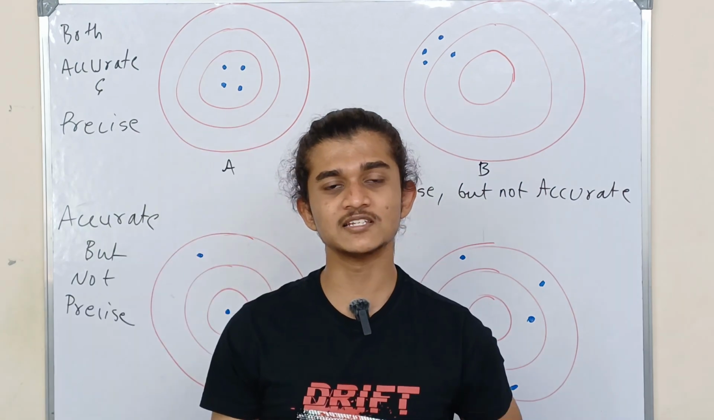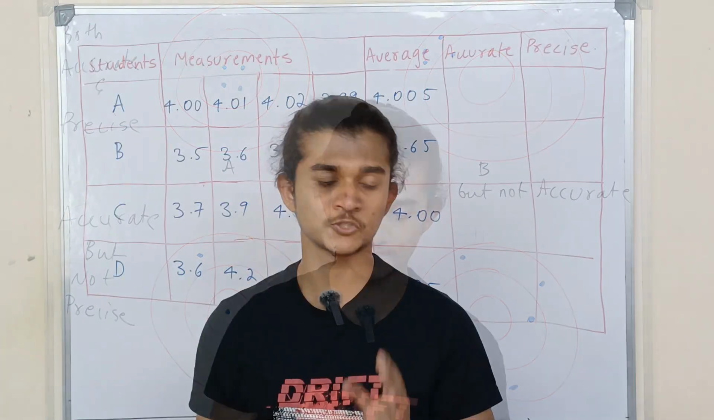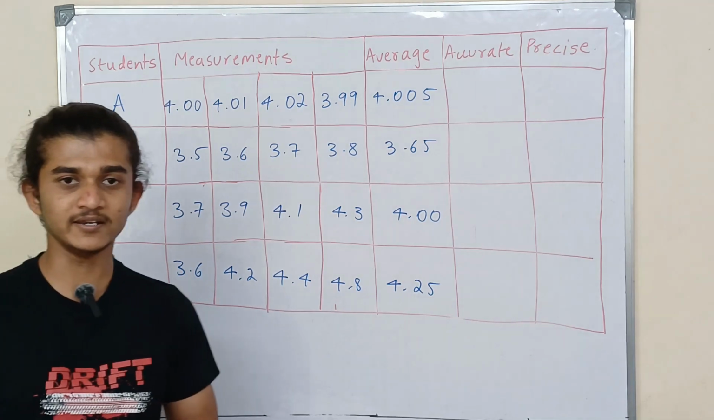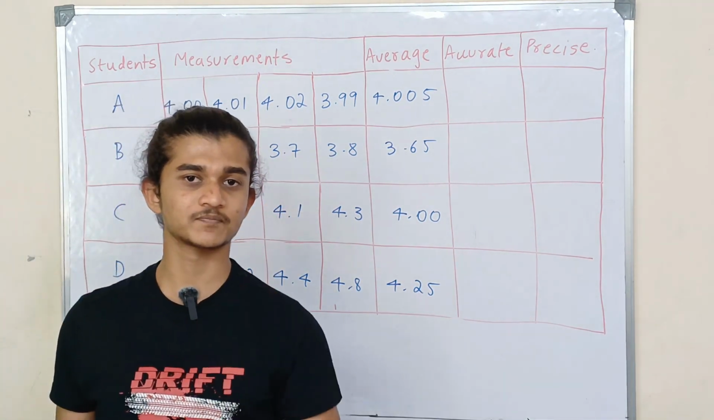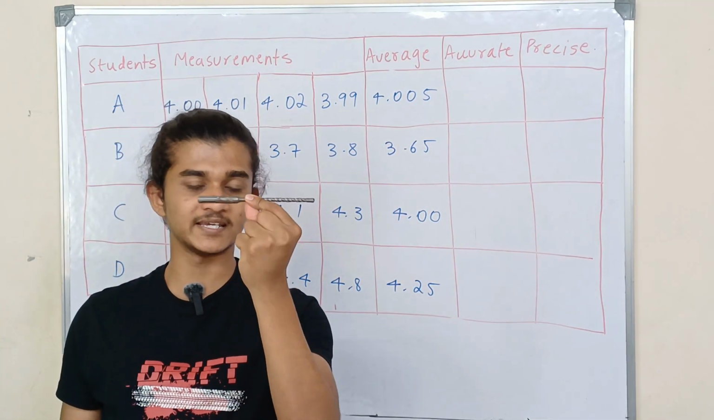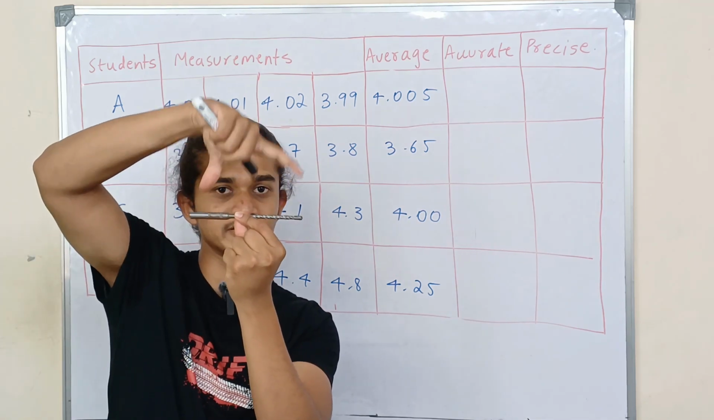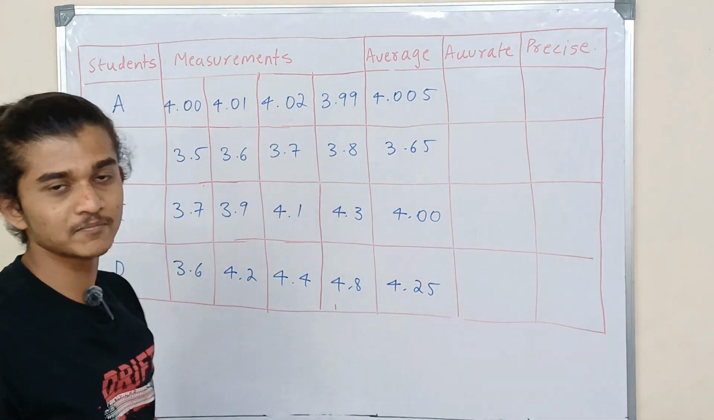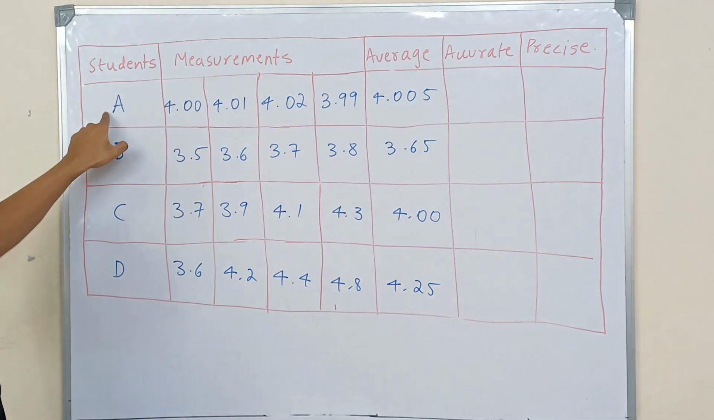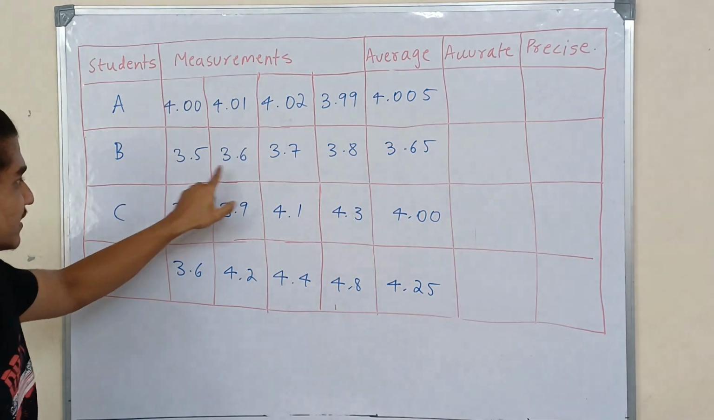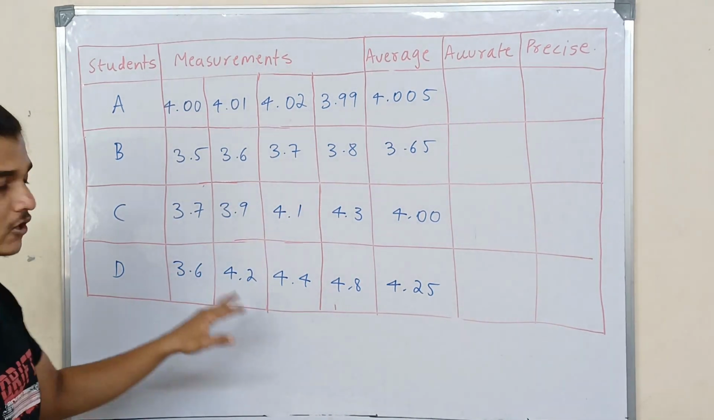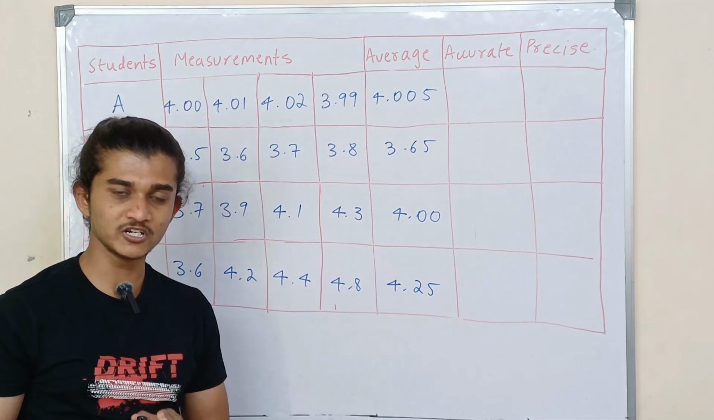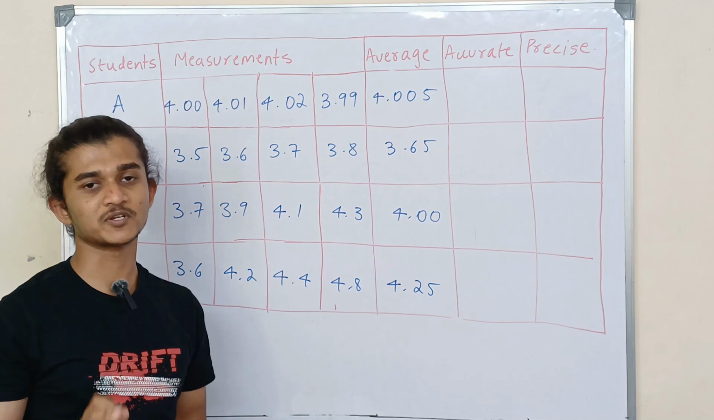Now let us try to understand this concept through scientific examples. The experiment is as follows. Four students, A, B, C, D, are told to find the length of this particular drill bit in inches. The true value, which means the exact length of this drill bit, let's say is 4 inches. These are the 4 different measurements taken by the students. Student A has taken these 4 data, and students B, C and D accordingly. The average of these 4 data is also given in this column. Now we have to judge whether the data given here is accurate or precise.